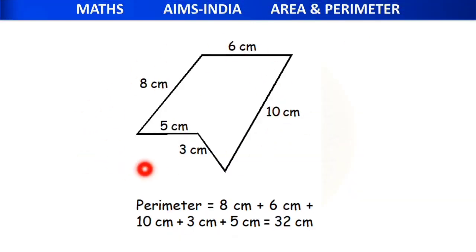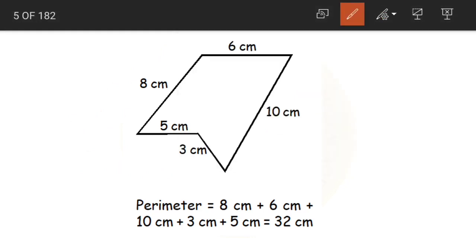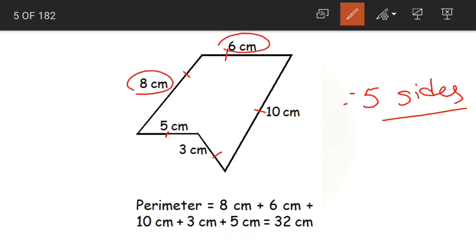See, for example, here they have given a big figure, children. And how many sides does it have? 1, 2, 3, 4, 5. It is having 5 sides. The given figure is having 5 sides. And the length of each side is given. 8 centimeters, 6 centimeters, 10 centimeters, 5 centimeters and 3 centimeters. What is given? The length of each side is given.